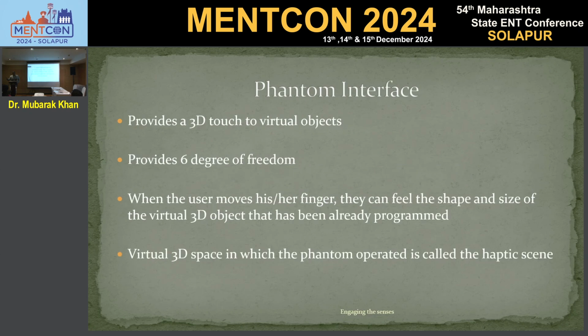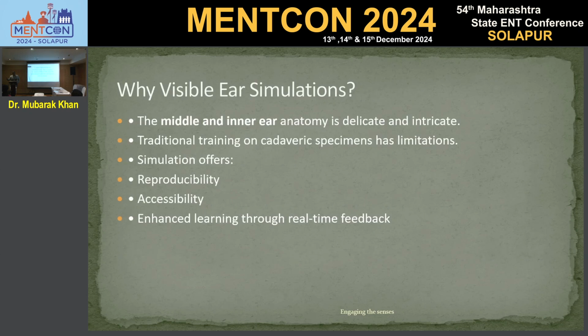What is a phantom interface? Okay, what is that? Phantom is nothing but that phantom model. It provides a 3D touch to virtual objects and provides multiple degrees of freedom. When the user moves his or her finger, they can feel the shape and the size of the virtual 3D object. It means you can feel it is 3D, like that. It has been already programmed. The virtual 3D space in which the phantom operates is called the haptic scene.